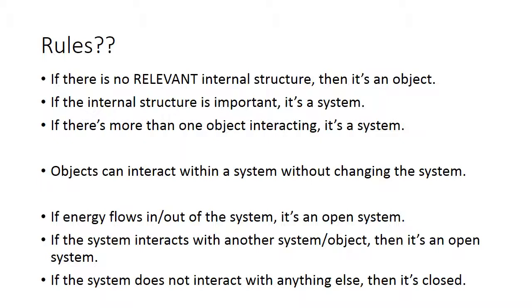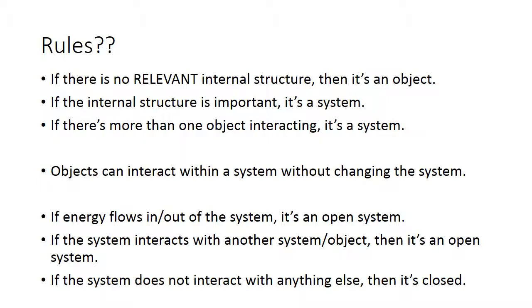Alright, if there's no relevant internal structure, then it's an object. But if I have to look at the internal structure, then it's a system. And obviously, when there's more than one object interacting, it's got to be a system. So objects can interact within a system without changing the system. What I mean by that is that they can change position relative to each other without changing how you've defined your system. Obviously, things have changed, but if the ball falls towards the earth, and my system is the ball and the earth, my definition of the system hasn't changed, just the position of those two objects.